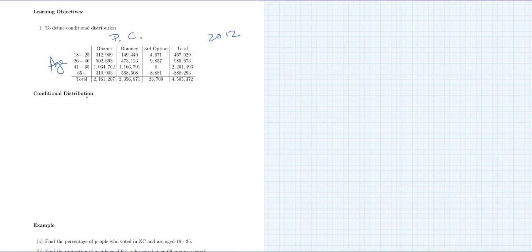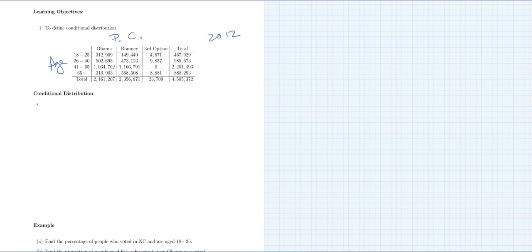In this video, we'll define a conditional distribution, again using two-way tables. Let's just remember that this is the age variable and this is the presidential candidate variable, and we're looking at the 2012 presidential election. What is a conditional distribution? Well, a conditional distribution describes the proportion of individuals given some condition.